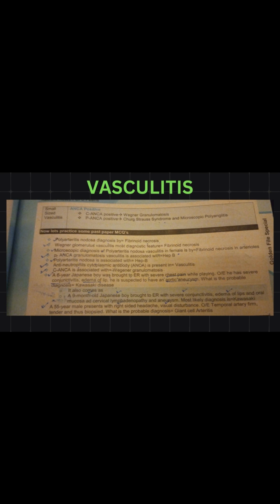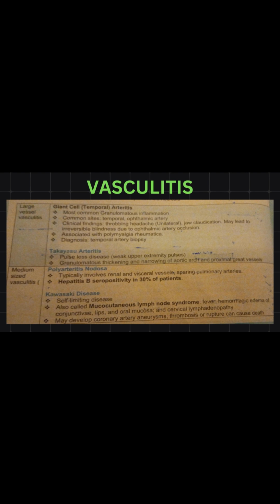Now let's talk about the medium-sized vasculitis, that is polyarteritis nodosa and Kawasaki disease. Polyarteritis nodosa typically involves the renal and the visceral vessels, and it does not involve the pulmonary vessels. Then there is hepatitis B seropositivity, which is present in 30% of the patients of polyarteritis nodosa.